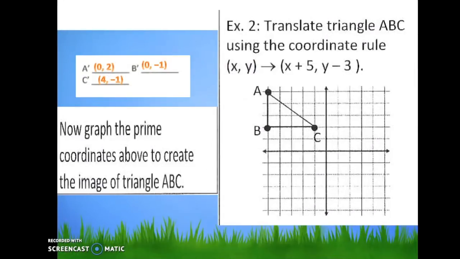Next, we are going to graph the prime coordinates above to create our image. So the first point, A prime, 0, 2, B prime, 0, negative 1, and C prime, 4, negative 1. Now we're going to sketch our triangle. Hope that makes sense.